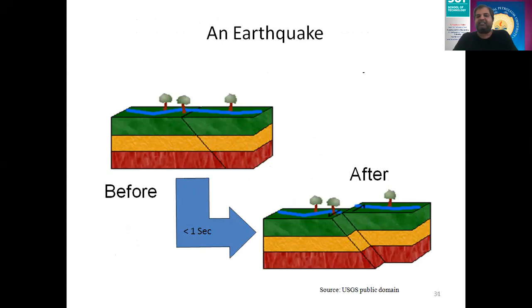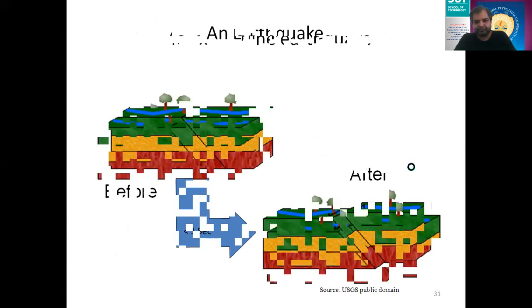So what are the factors this particular magnitude scale depends on? If I look at this fault, this is the strike, and this is the fault. This is before an earthquake, and it looks like this. In less than 1 second, when the earthquake happens, the displacement occurs in this way. This is the strike-slip fault, which displaces in this particular direction during an earthquake.